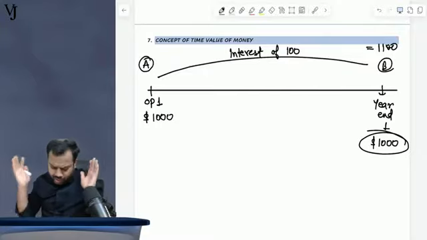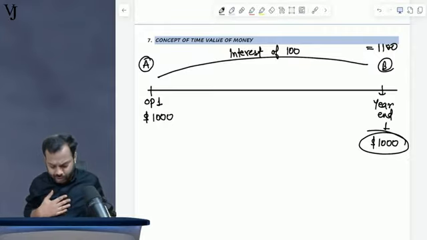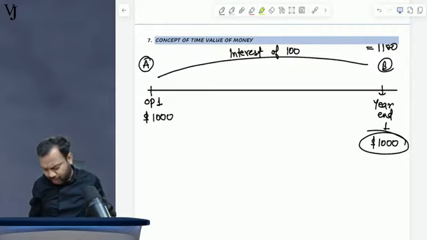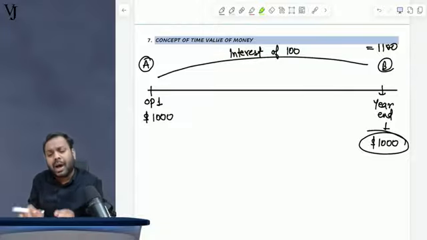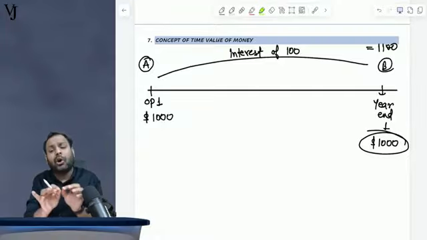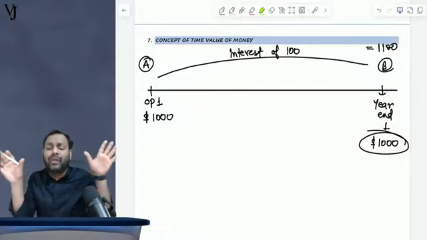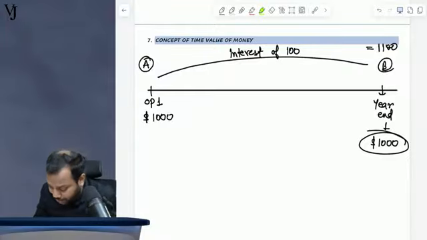Okay, so now tell me, I don't want to do any partiality. I want to redesign this option in a manner that both the options are equally equivalent. Both the options are totally equivalent. Tell me, how can I do that?